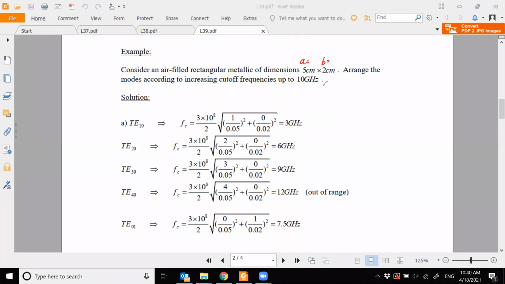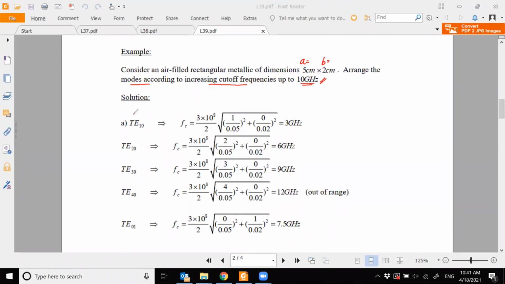Now, arrange all the modes according to their increasing cutoff frequencies up to 10 gigahertz. So it is saying that you need to just find all the cutoff frequencies and arrange them in ascending order up to 10 gigahertz. So how should we proceed? In a very similar manner as we did in, I think, the last class.